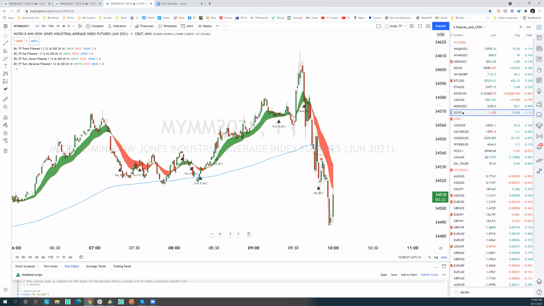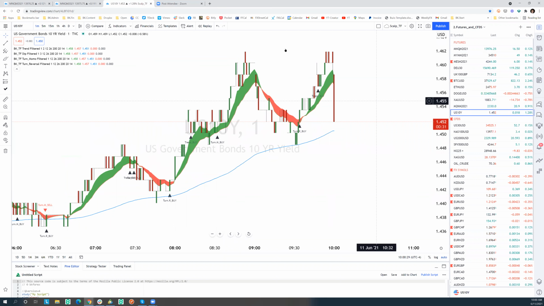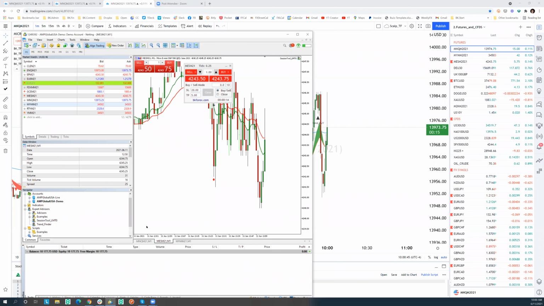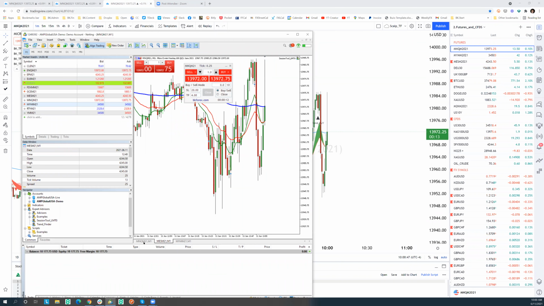I wonder, is the 10-year kind of topped out? Looks like the 10-year sort of topped. The rates have kind of topped out on the trend, right? So if these rates start to come back down, then the NASDAQ starts to pop back up. And if we just want to play, we could probably play the NAS. Where's my NAS?